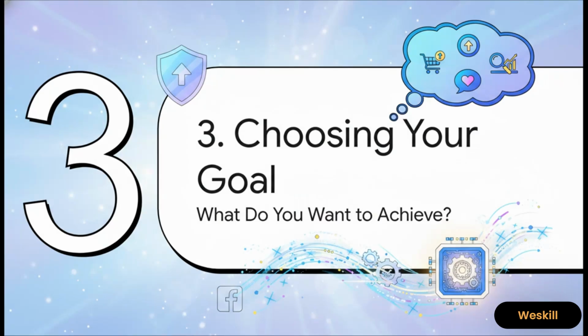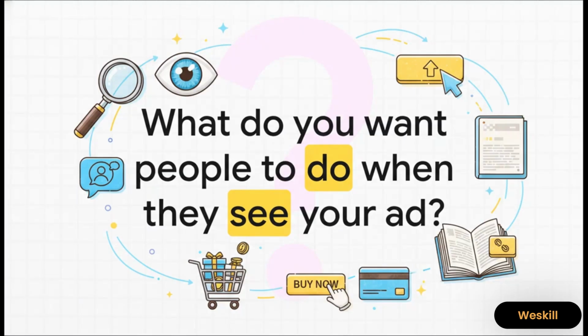All right, you get the structure now, right? So let's get practical. The very first decision you make when you hit that big green Create button is telling Facebook what you actually want to achieve. And this is probably the most critical step because Facebook's algorithm will optimize everything based on the goal you pick. So no pressure, but this part really matters. So you just have to ask yourself one simple question. What do you want people to do when they see your ad?